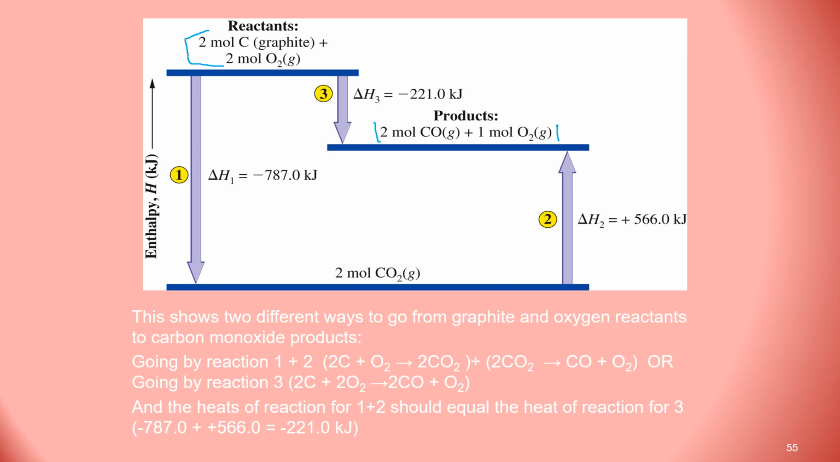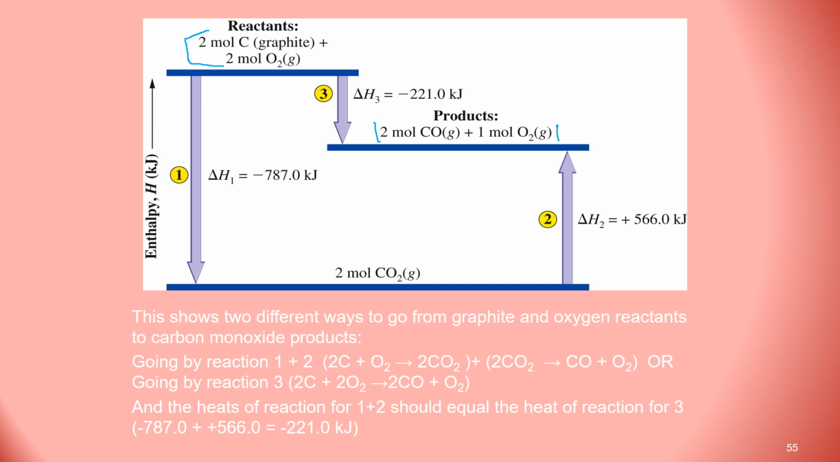If we go straight, which they're showing as step 3, delta H is negative 221 kilojoules. But let's say we already knew the delta H for taking 2 moles of graphite and 2 moles of oxygen and making 2 moles of carbon dioxide. And then we also knew the delta H for going from 2 moles of carbon dioxide to 2 moles of carbon monoxide plus 1 mole of oxygen, and that was 566. You can see that if you add together step 1, negative 787, plus step 2, plus 566, you get the same as step 3.